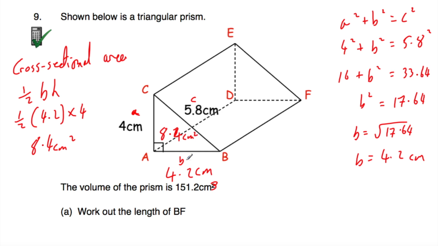Now, if we wanted to find the volume, we would take that area, 8.4, and multiply it by this length here, and that would give us the volume. So if we take the volume, 151.2 centimeters cubed, and divide it by 8.4, that'll give us the length. 151.2 divided by 8.4 is equal to 18. So that is 18 centimeters. That's the length of BF. Okay, so that's fantastic. We've done part A.